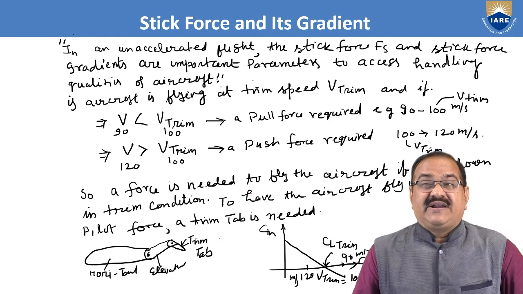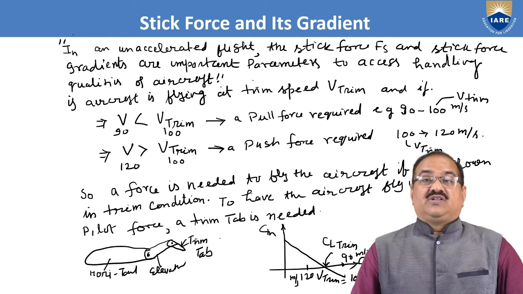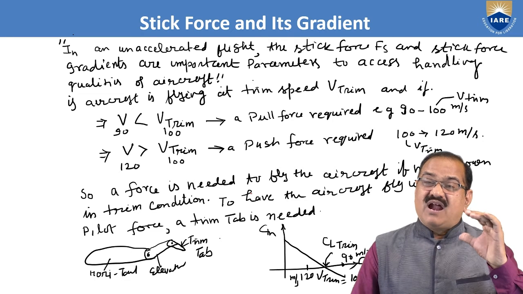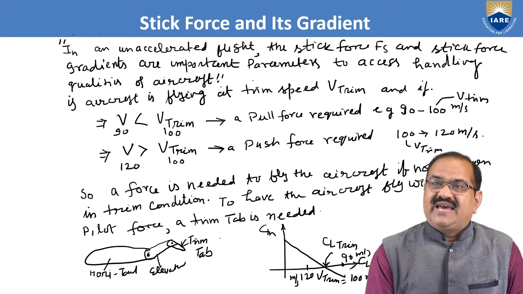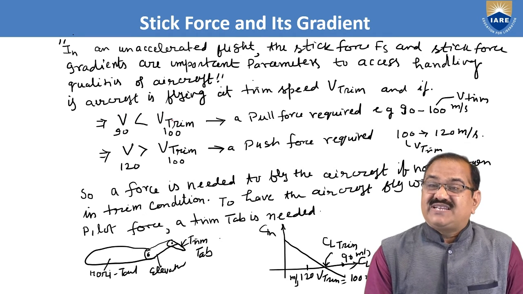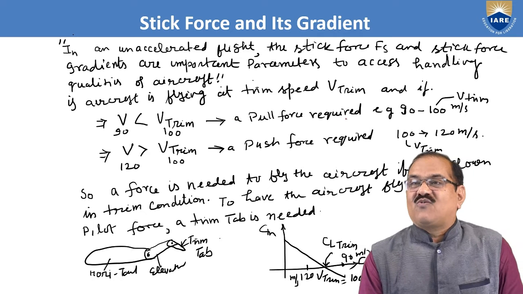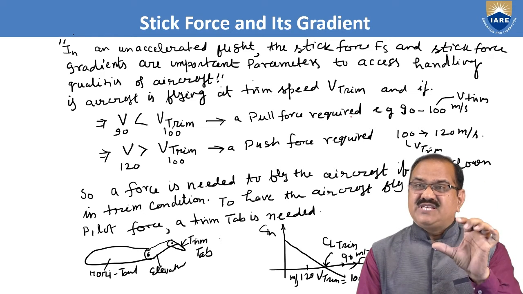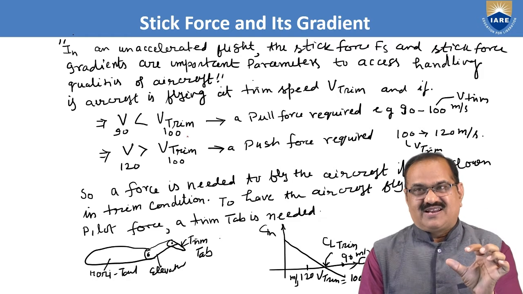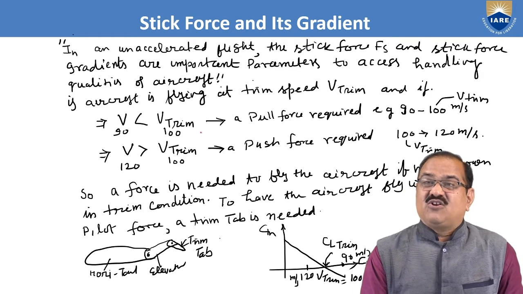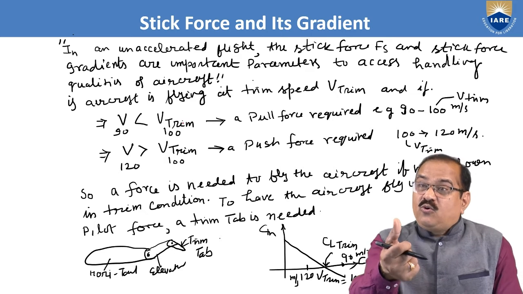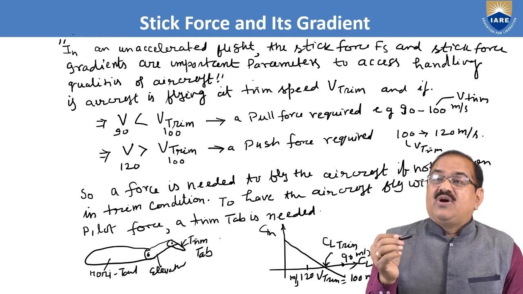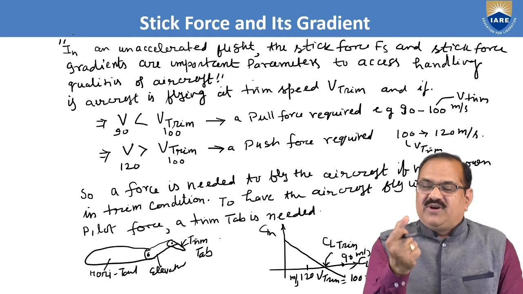If the aircraft is flying at trim speed, that is called V trim, and if V is less than V trim, for example, if the aircraft speed V is 90 meters per second and V trim is 100 meters per second, a pull force is required. Very important. I think many of us don't know that if the trim speed is 400 kilometers per hour and your aircraft is flying at 350 kilometers per hour, then we have to pull the stick towards the pilot.